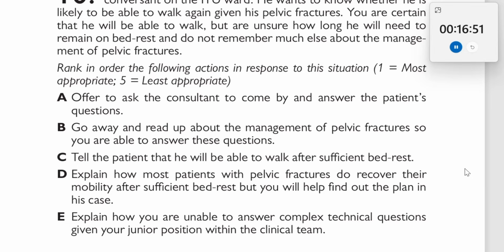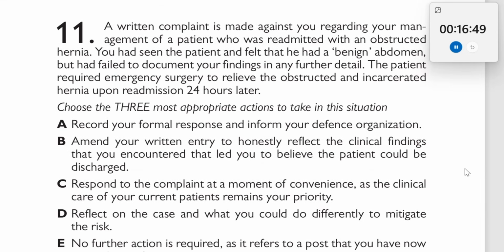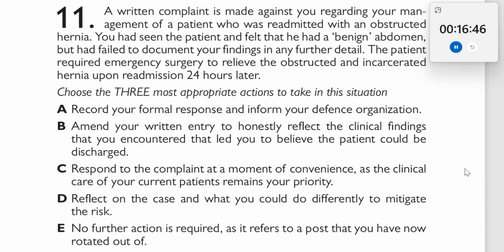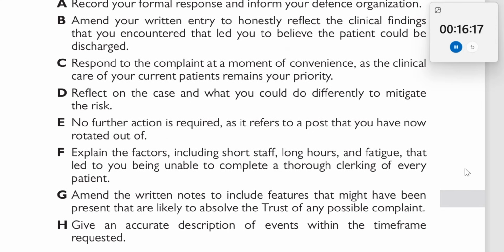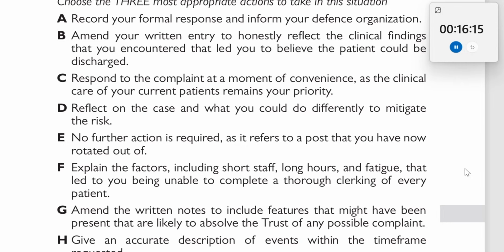Okay, next moving to 41. A written complaint is made against you regarding your management of a patient who was readmitted with an obstructed hernia. You had seen the patient and felt that he had a benign abdomen, but have failed to document your findings in any further detail. The patient required emergency surgery to reveal the obstructed and incarcerated hernia, on readmission 24 hours later. So, what are the three most appropriate actions to take in this situation? So, the options are.